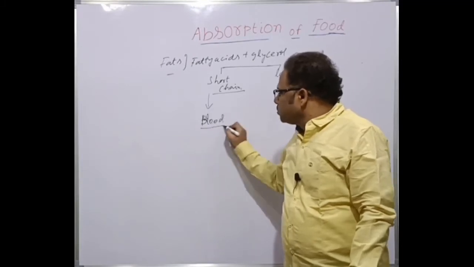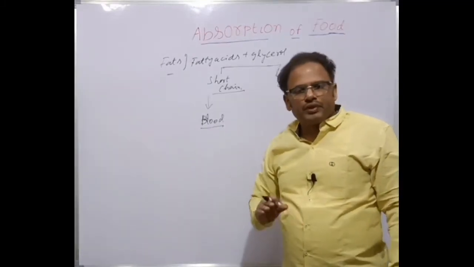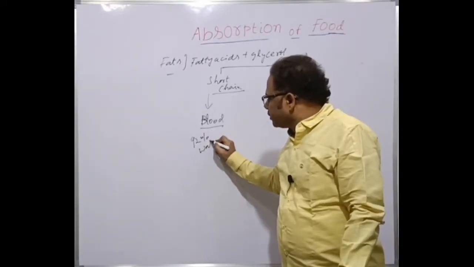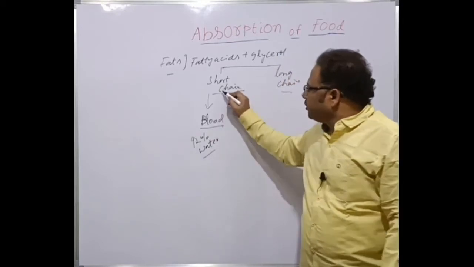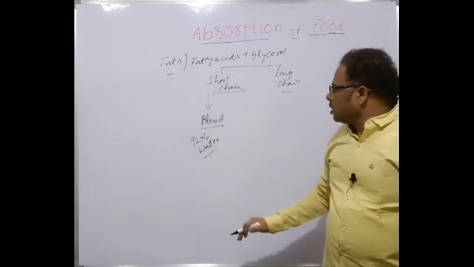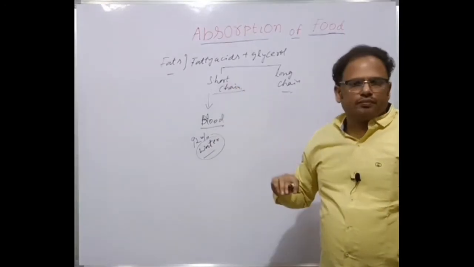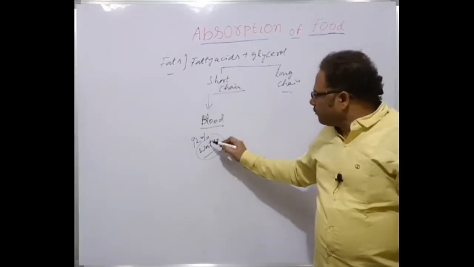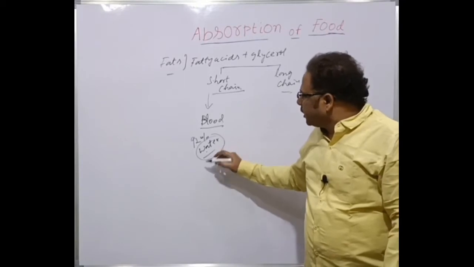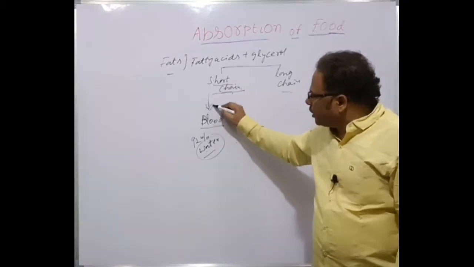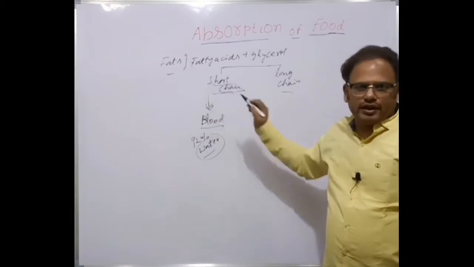As you know, the blood consists of blood plasma. The blood plasma contains 92% water. But these short chain fatty acids and glycerol are directly soluble in water because they are of short chain. And 92% of blood plasma consists of water, and even then the short chain fatty acids can be absorbed into the blood because they are short chain fatty acids.